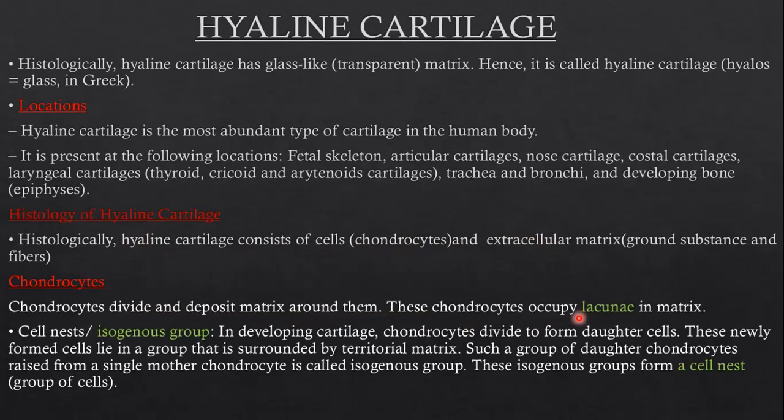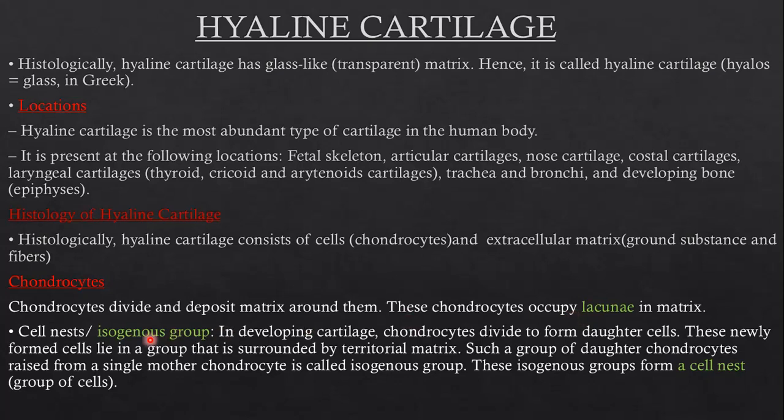Now, lacunae are an artifact. During preparation, the chondrocytes usually shrink and they leave a space, the lacuna. But in real life, the chondrocytes usually occupy that space. But during preparation, they shrink and leave out a space.